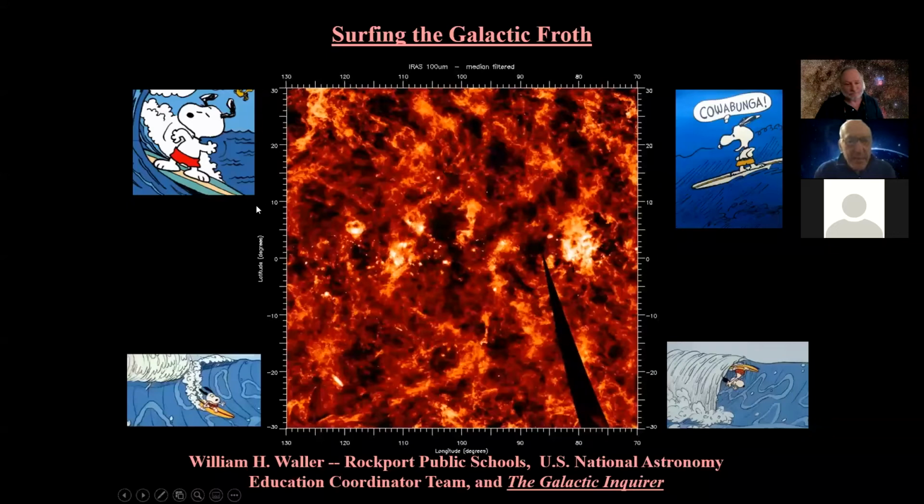Okay, all set. So the title of this presentation is called Surfing the Galactic Froth. And so I looked around for good examples of surfing, and I came up with Snoopy. And the galactic froth is clearly evident in this picture of a small piece of the Milky Way. It's a 60 degree by 60 degree piece of the Milky Way, showing all sorts of frothy something or other.